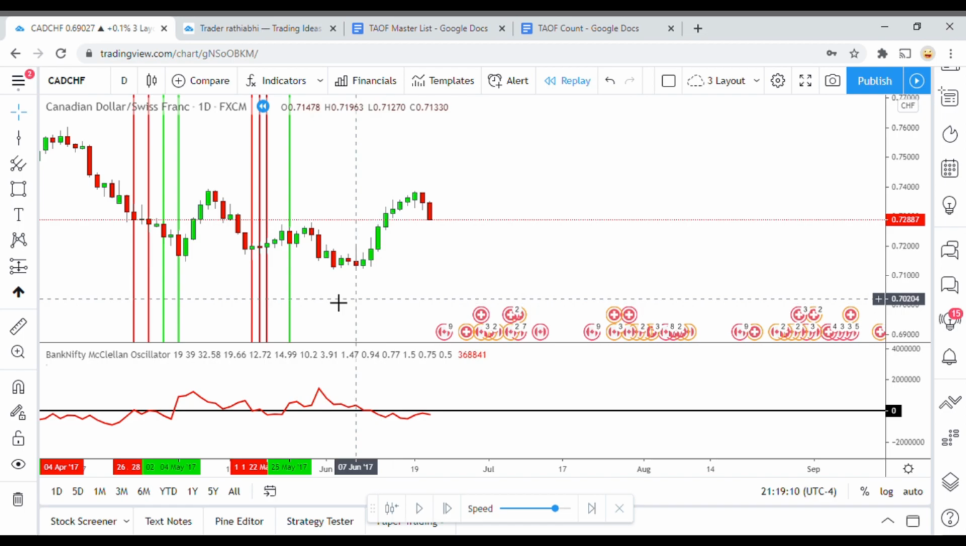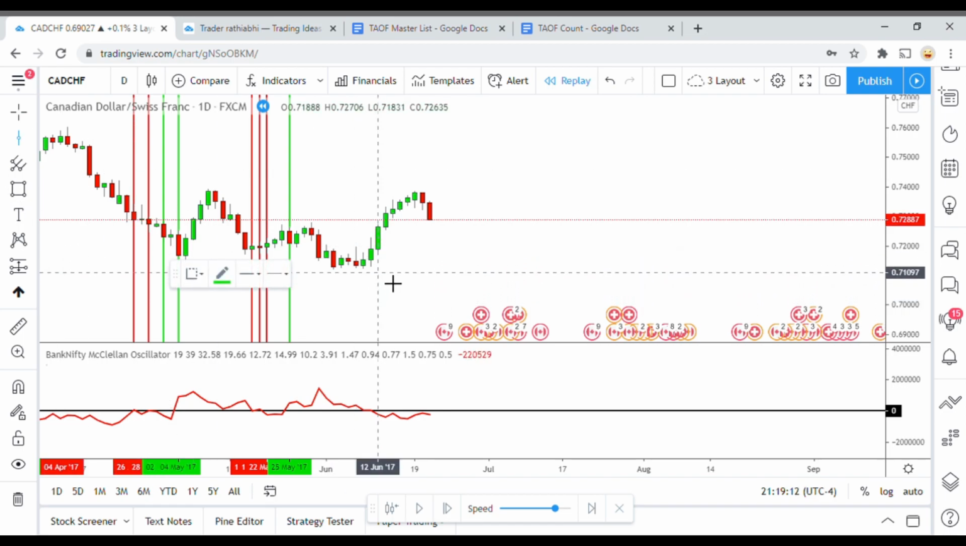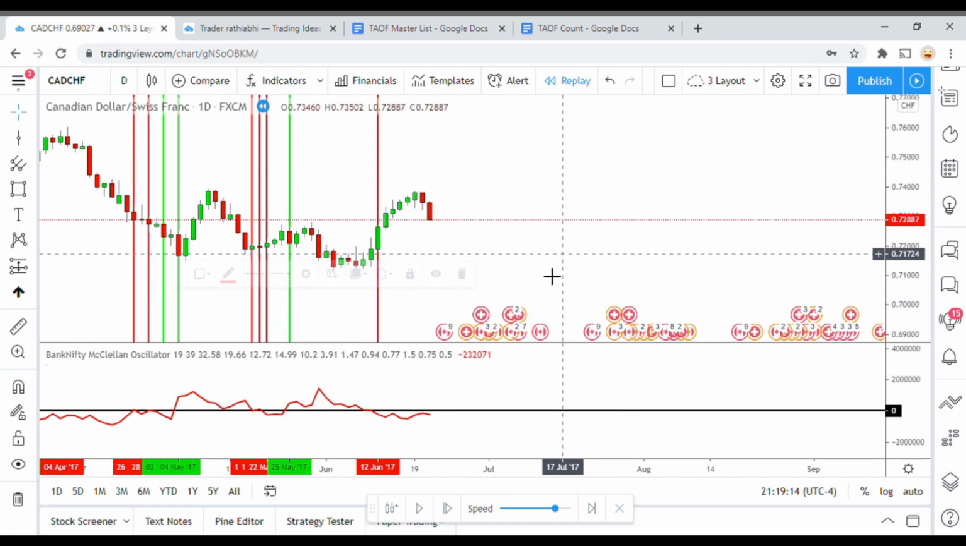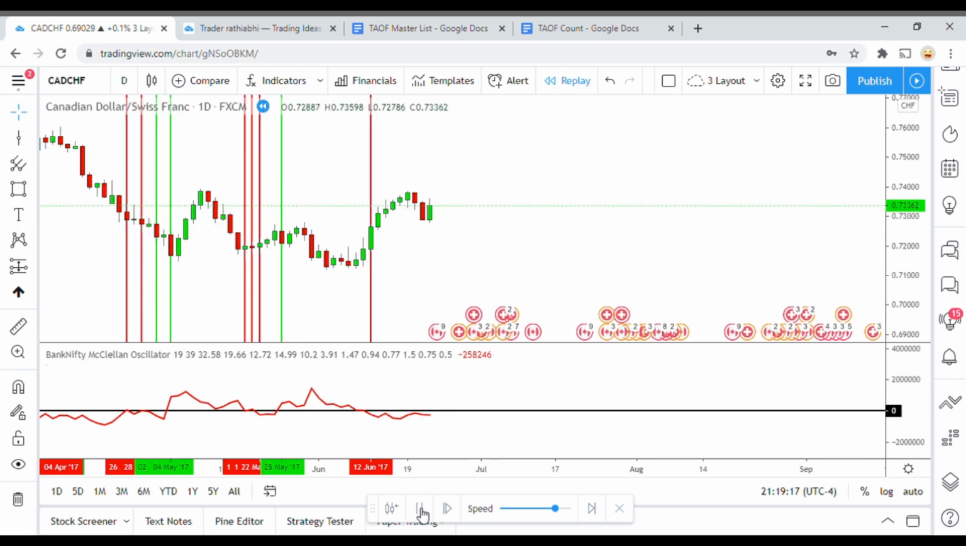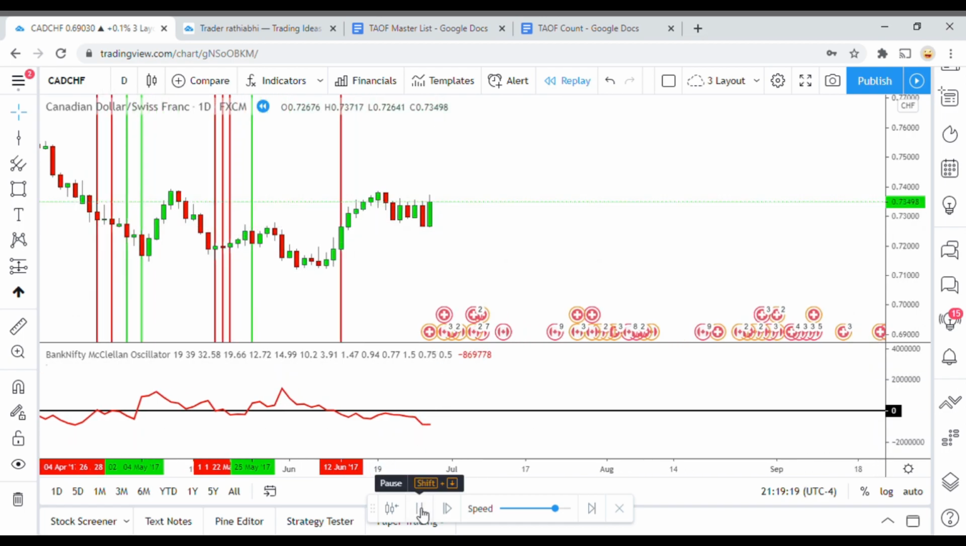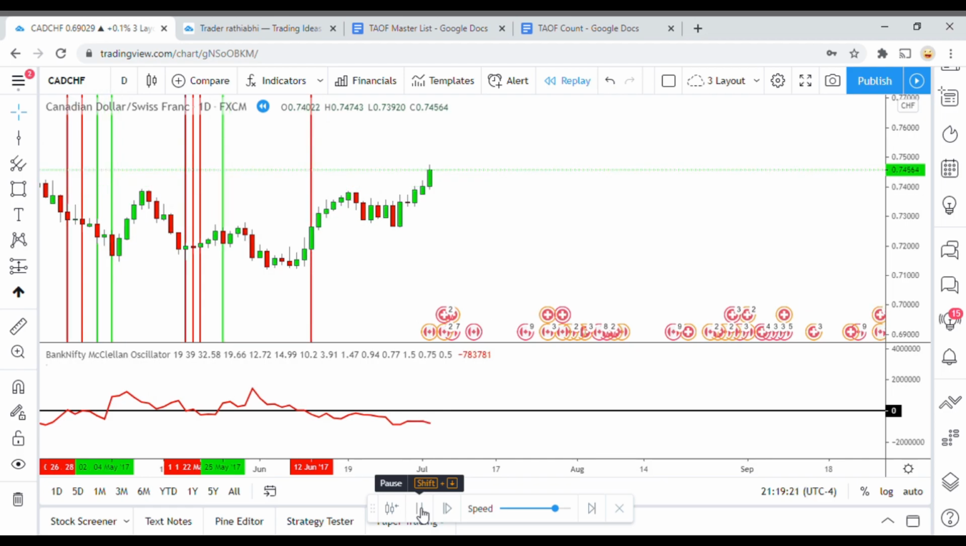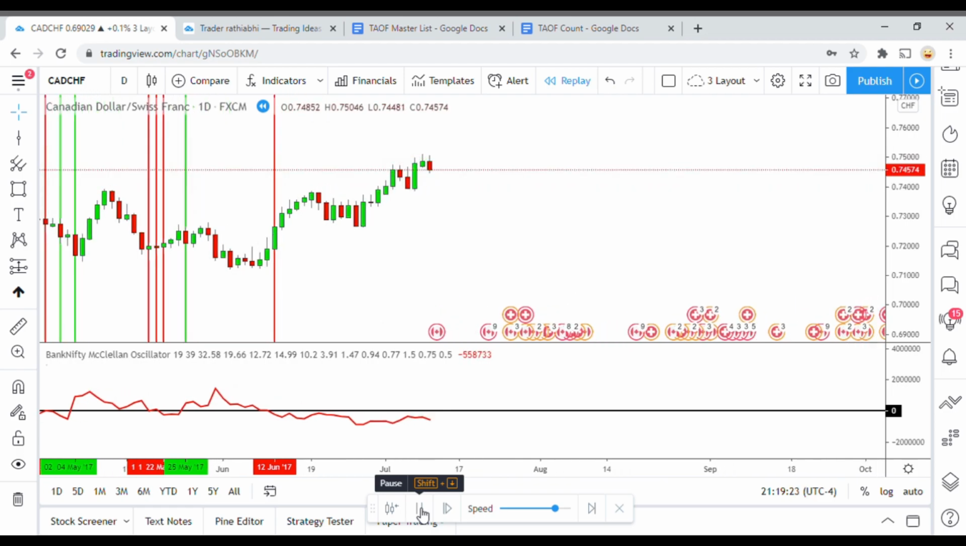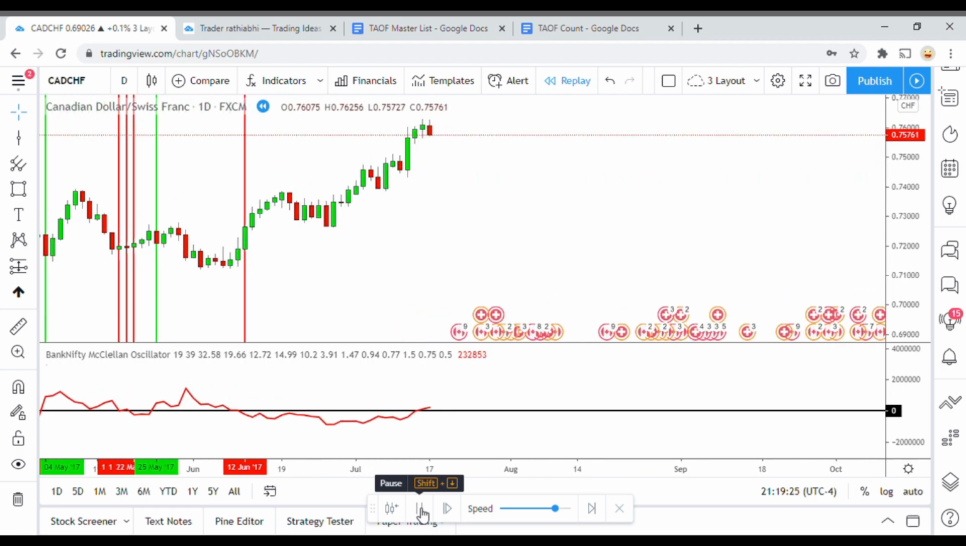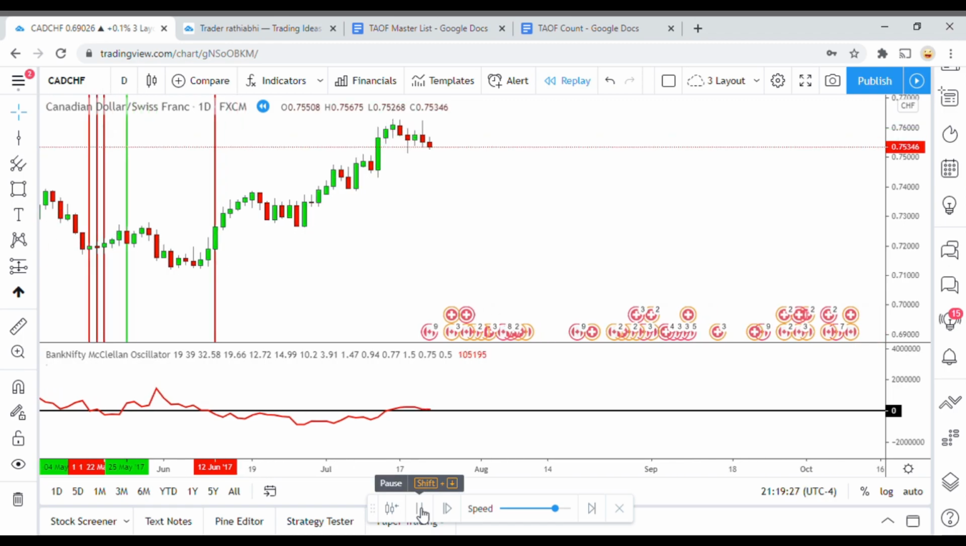And now it's going just completely in the opposite direction. Let's see, so stopped out there and still is going in the complete opposite direction.